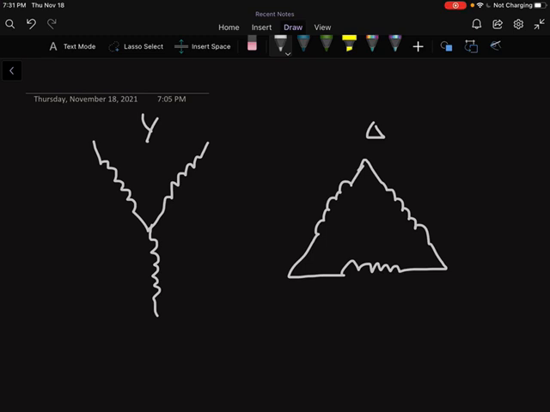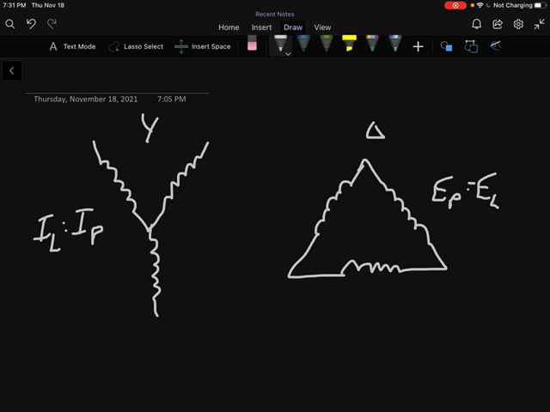There's a few things to remember. In Y, we saw that our I line was equal to our I phase, where in delta, our E line was equal to our E phase. So E phase is equal to E line. So very important to make the distinction between those two.